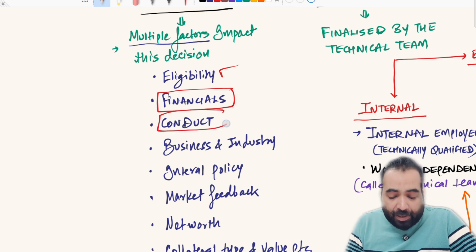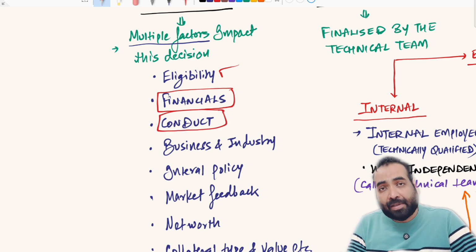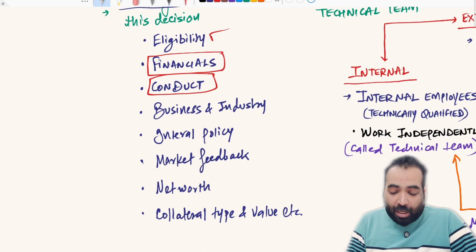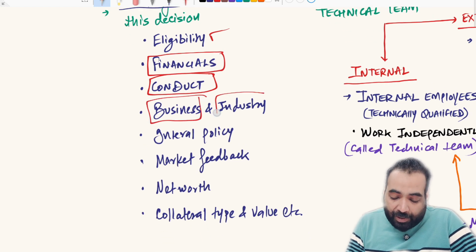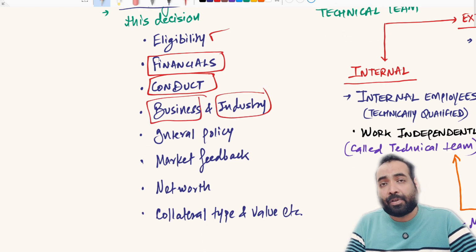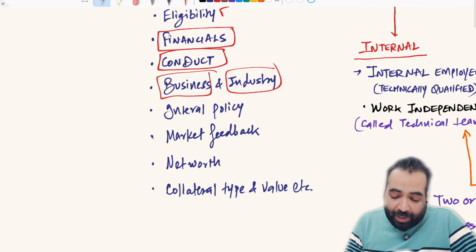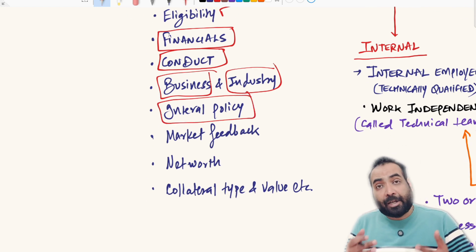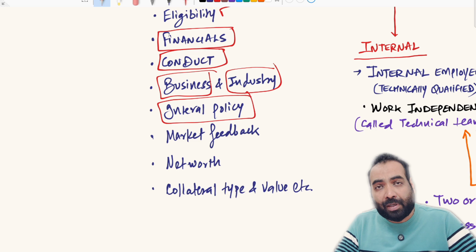How is your conduct in other banks, in your bank statement, with your suppliers and buyers? How is your conduct with them? How is your business? How is the industry performing in the line in which you are doing your business? What is the internal policy of the bank? Internal policies also impact the loan amount decision.